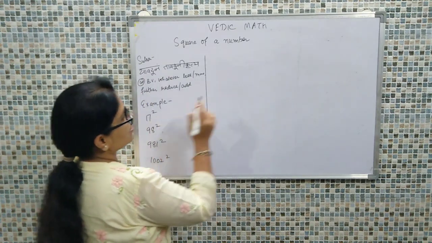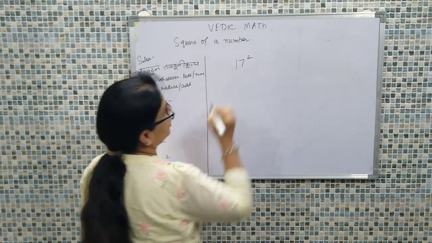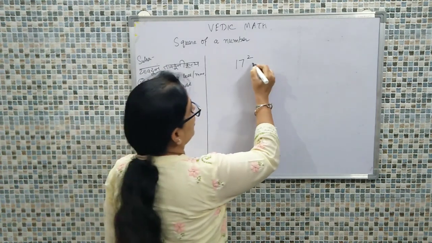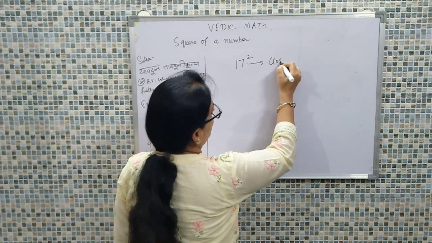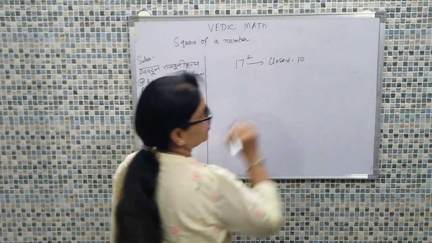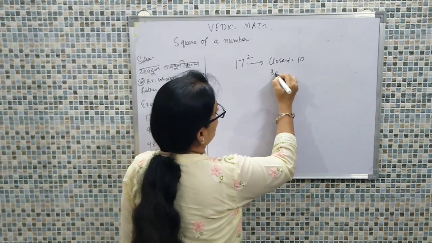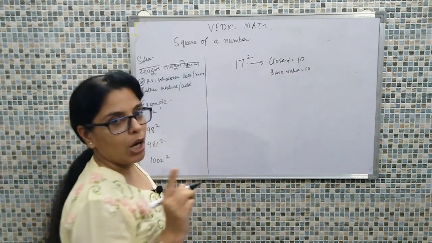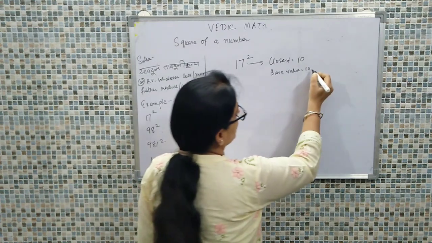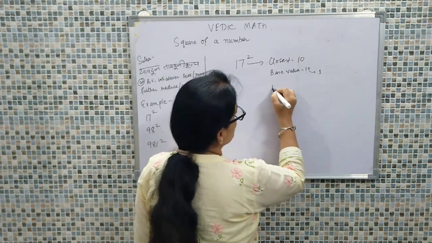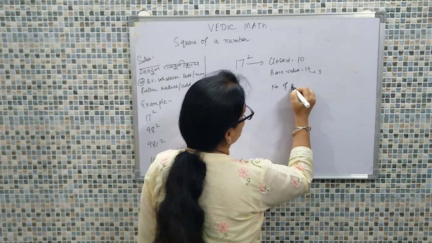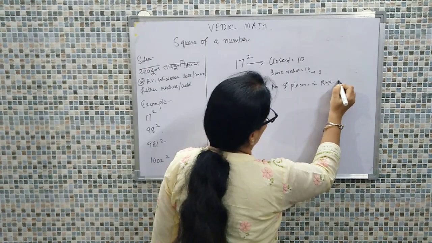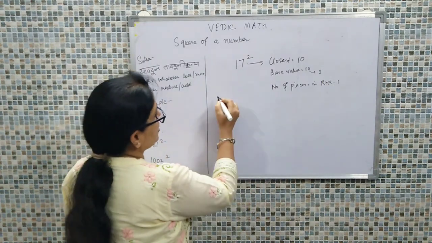Now let's take the first example, that is we need to calculate the square of 17. This 17 is closest to 10, so we will be taking the base value as 10. Now identifying how many zeros are there in this base value, we have a single zero. It means that the number of places we have to leave in the RHS is 1. Now let's start doing the question.